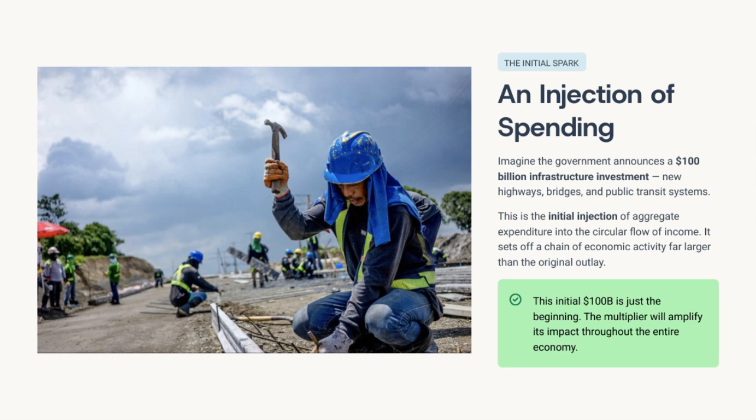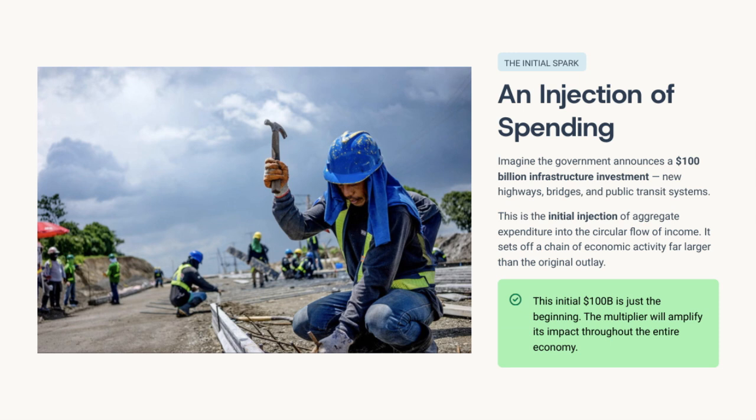For example, imagine the government announces a $100 billion investment in infrastructure, building new highways, bridges, and public transit systems. This spending not only creates jobs immediately, but also stimulates demand for materials, labor, and services. This process, which we call an injection of spending, is often referred to as the initial spark. It's the starting point that ignites broader economic activity.